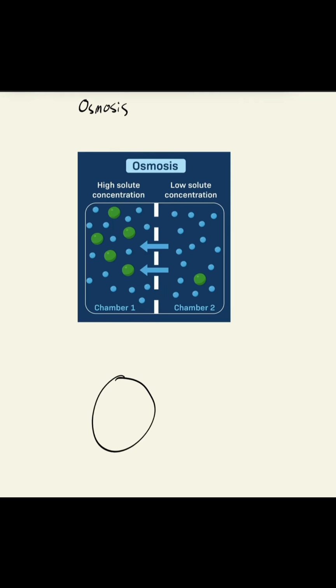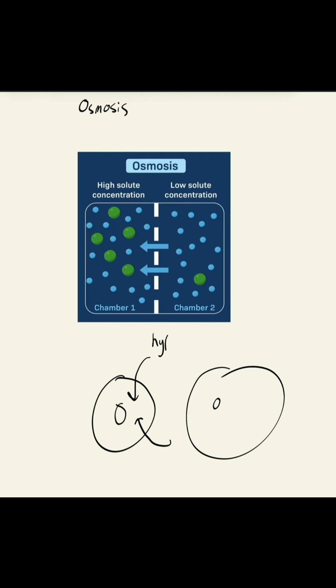So if we have a cell, and then we have the water moving inside, there's a lower water concentration inside the cell. So then the water will move into the cell and eventually cause the cell to increase in size. And it can actually lyse, which is cell bursting. So that can happen. This is an example of hypotonic.